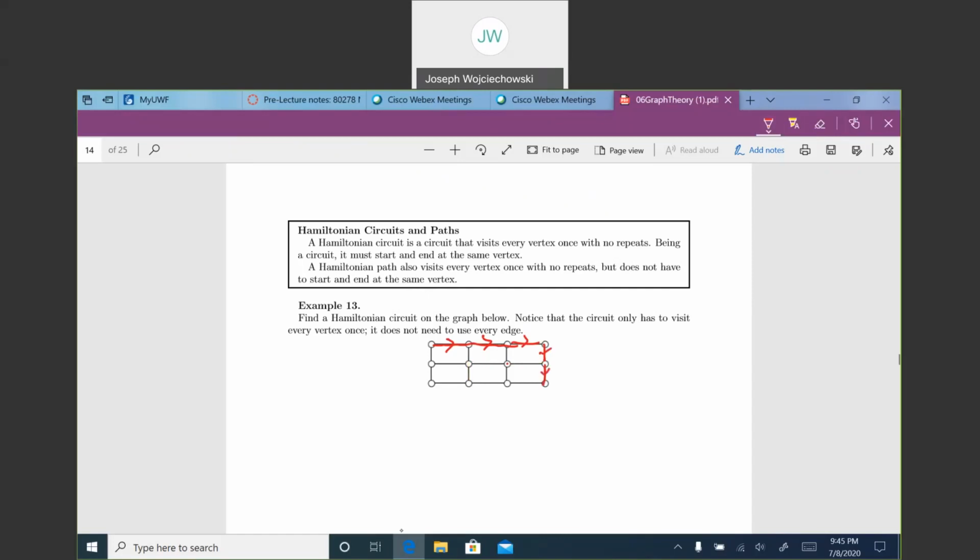Come down here, go up here, and like this, and like that, and like that, up like that, and up like that, and we have our circuit. Every vertex, not every edge. That's the difference. Euler is every edge, Hamilton is every vertex.